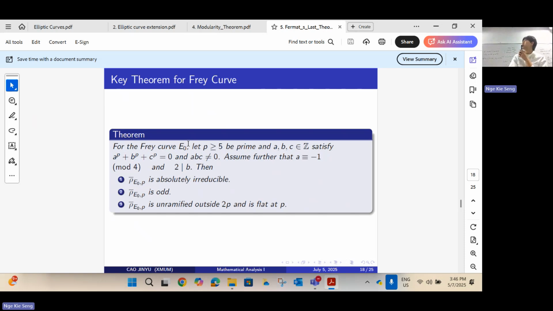Then based on these definitions, we can have this theorem for the Frey curve E. And we assume further that A is congruent to -1 modulo 4, and B is an even number. The p-adic residual Galois representation of the Frey curve is absolutely irreducible and odd, and unramified outside 2p, and flat at p.